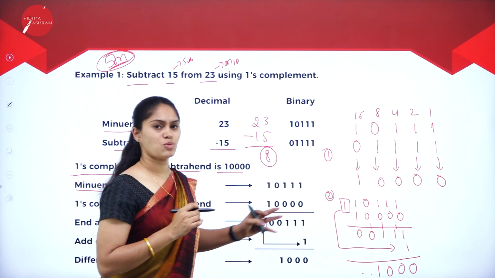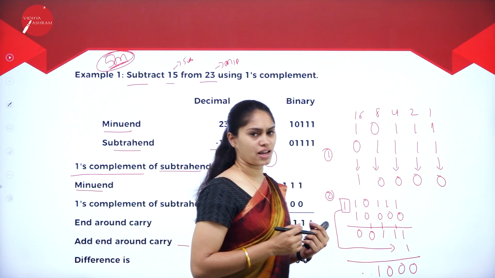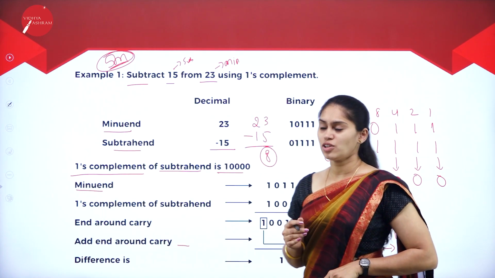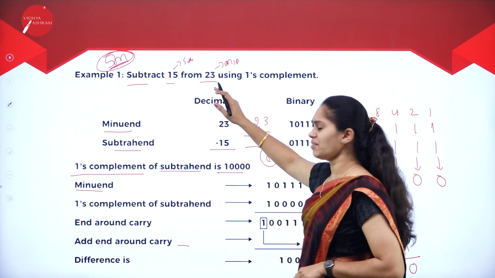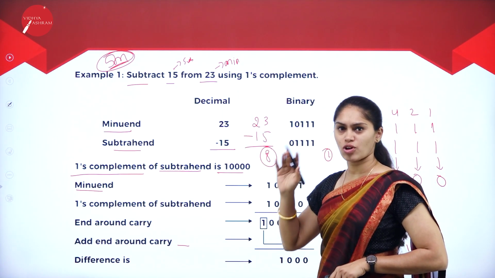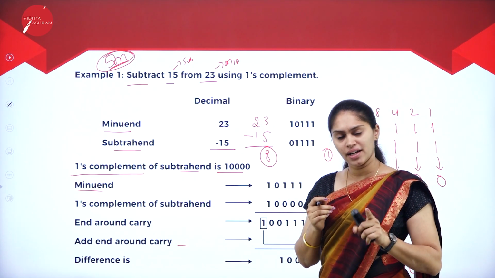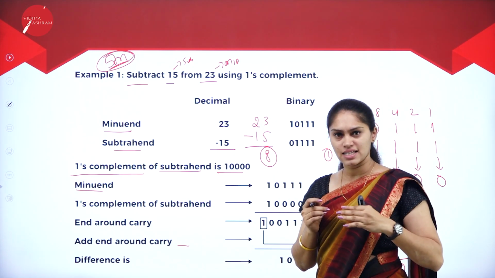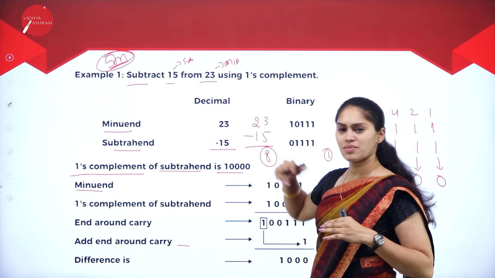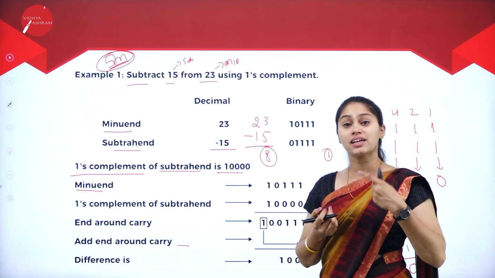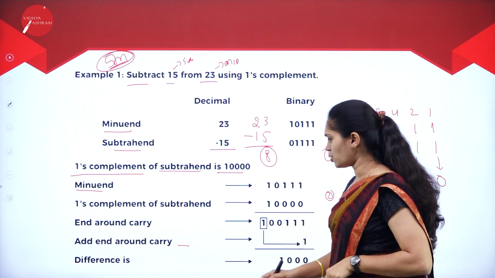Okay, so this is the mechanism that we are supposed to follow in order to subtract a given number using 1's complement. This is related to case 1, when the subtrahend is lesser than the minuend, or else we can say when the minuend is greater than the subtrahend.